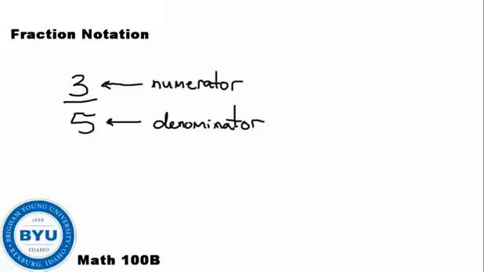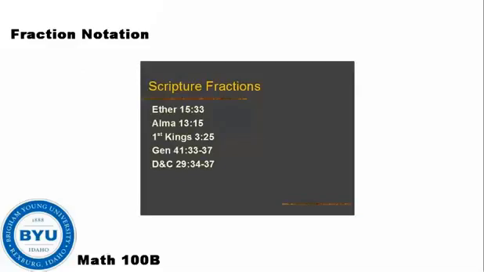In fact, fractions have been around even evident in the scriptures. Let's take a look. So here are just a few scriptures that have fractions in them. Feel free to pause the video and take a look at some of these and see if you can identify what fraction is being represented. There's Ether 15:33. There's Alma 13:15. There's 1 Kings 3:25. Genesis 41 verses 33 to 37, and also Doctrine and Covenants 29:34 through 37. When you're ready to resume, press the play button.